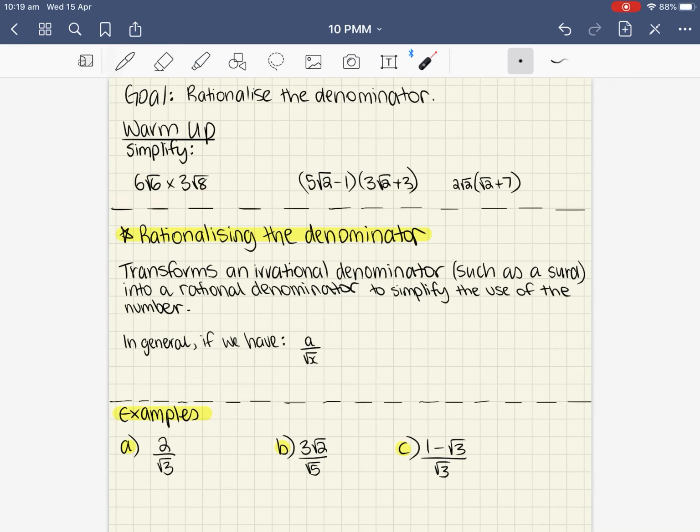These are warm-up questions from our multiplying surds from last lesson. Please take the time now to pause this video, do these 3 problems for me and upload them in the corresponding place in OneNote so I can check that you're going okay.